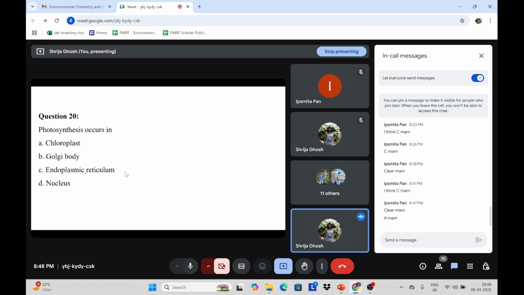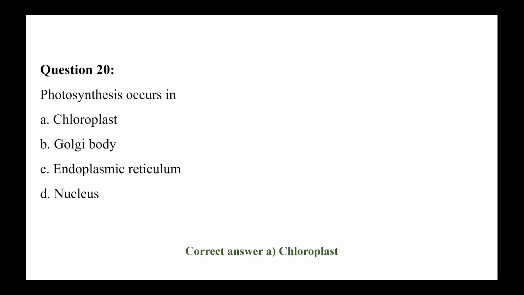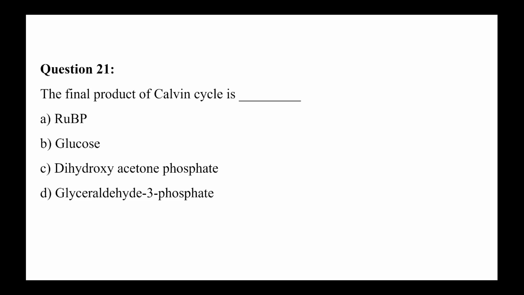Yes, you are saying option A, that is chloroplast. That is the correct answer. This is a very simple question. So photosynthesis occurs in chloroplast. Okay. Moving on to the next question.